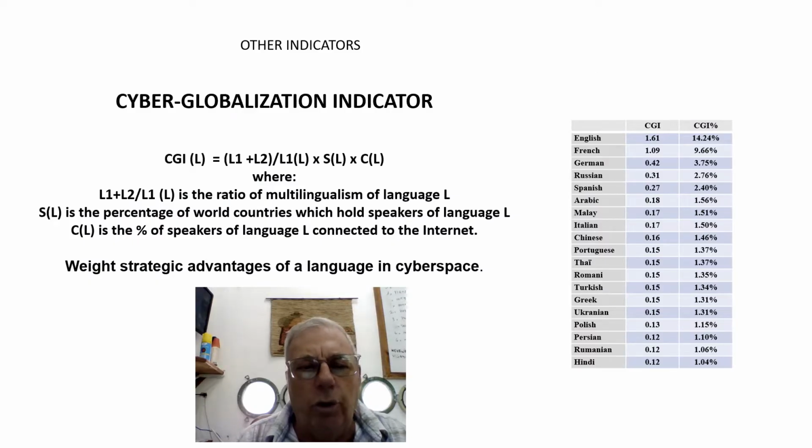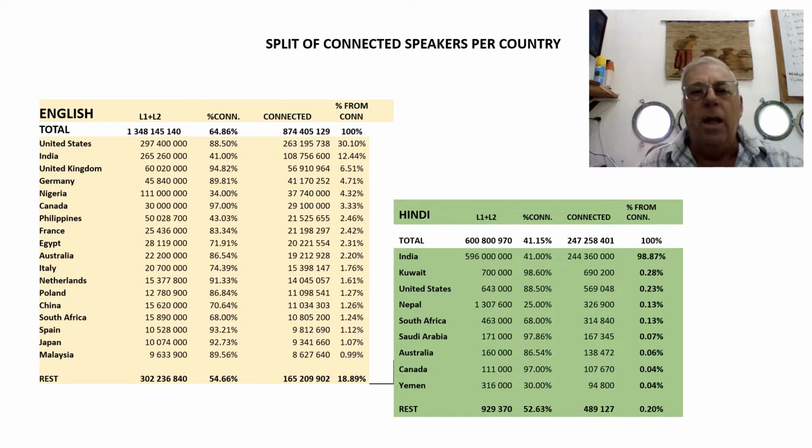We also have a cyber globalization indicator, which is a mixture of different ratios, which weighs the strategic advantage of a language. We are able also to provide tables like this one with low bias because it's only connected data and demo-linguistic data. 30% of English speakers connected to the internet are from United States, 12% from India, and so on.